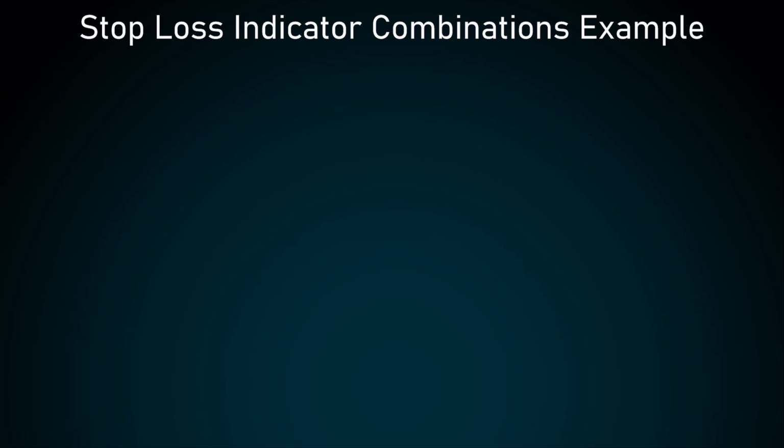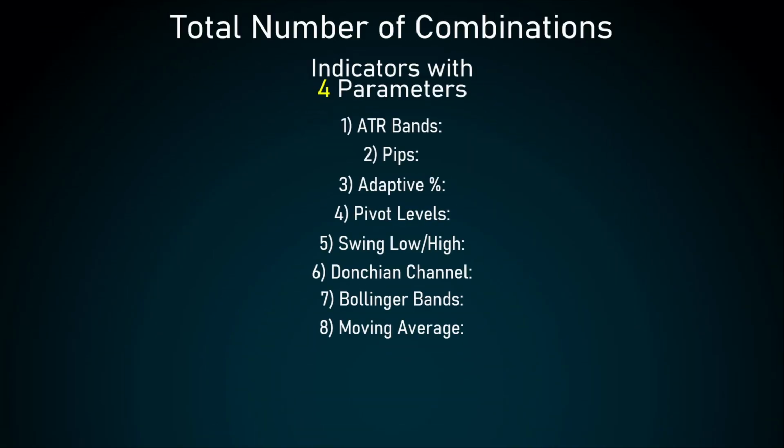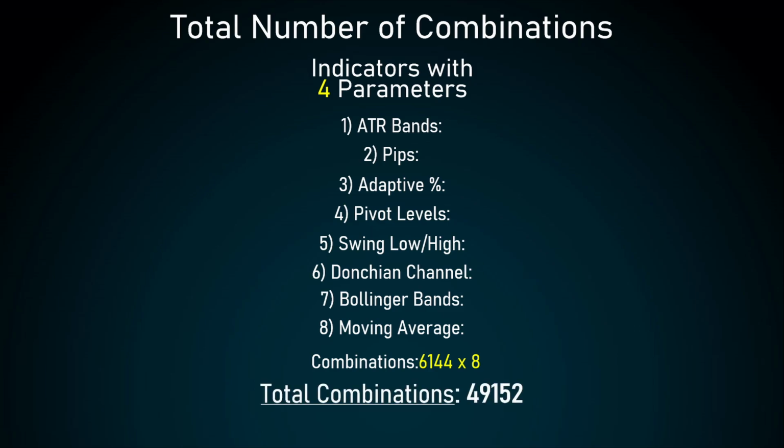Testing all the possible combinations for the ATR bands would look something like this. 4 stop loss parameters, 4 assets, 3 timeframes, 2 trade directions, 2x4 entry setups, and 2x4 exit setups. If you multiply all of these, we get 6,144 combinations. So, as all of the 8 stop loss indicators have 4 parameter settings that I tested, the total number of combinations comes out to 8 times 6,144, or 49,152. Testing this number of combinations would take weeks to do, so I decided to take a different approach similar to the latest parts of this series.